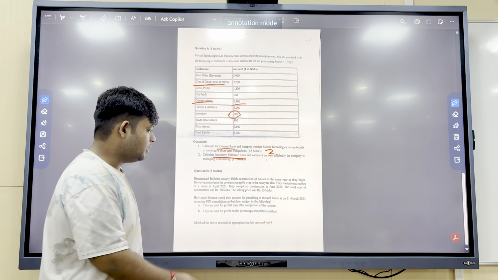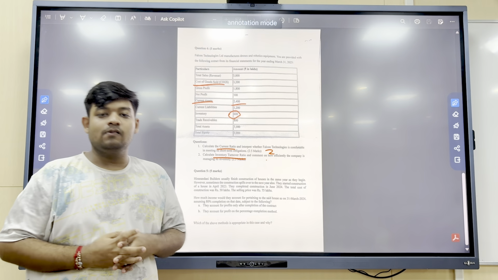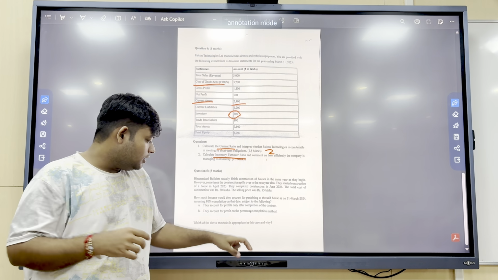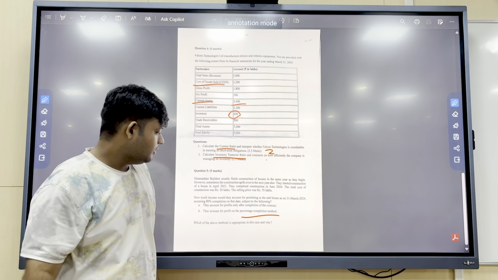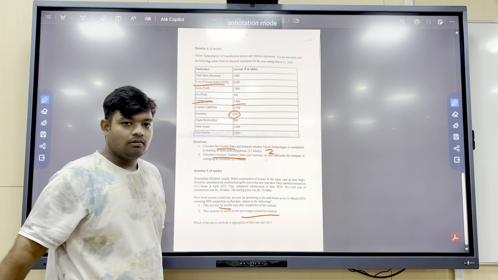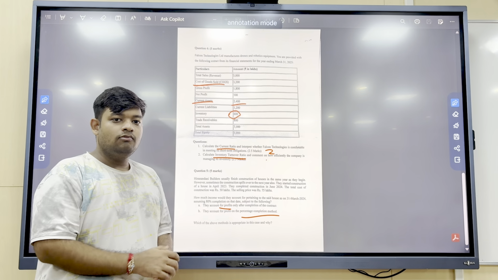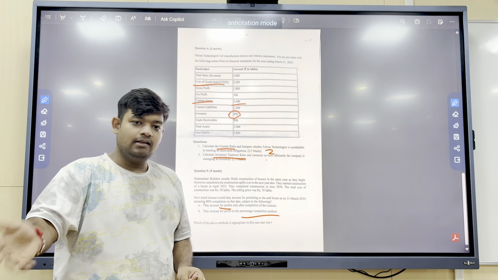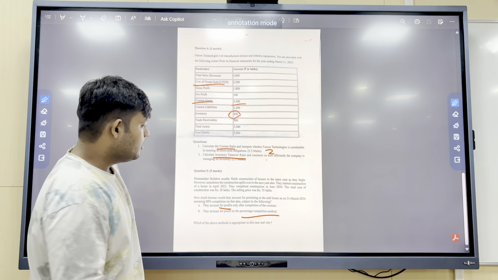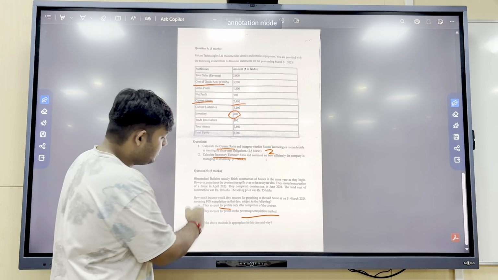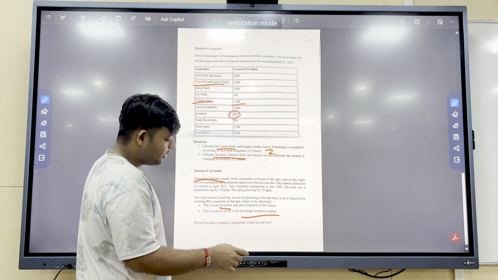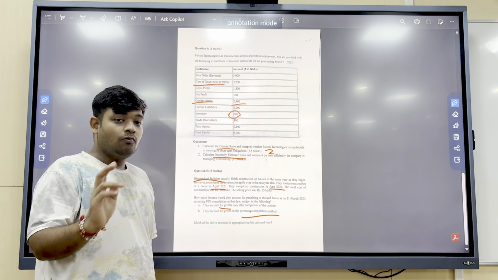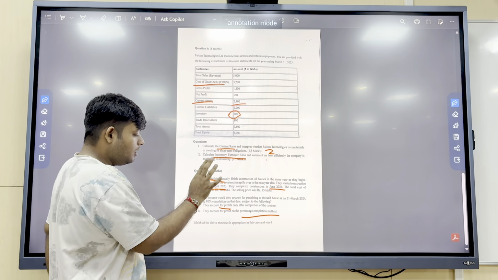Next, the last question here is a contract accounting question. In contracts, there are two methods. The first is the percentage completion method, and the second is where you recognize the revenue at the end, after the contract is completed. Here it is given that Hiranandani Builders have taken a contract started in April 2023 and completed in June 2024.